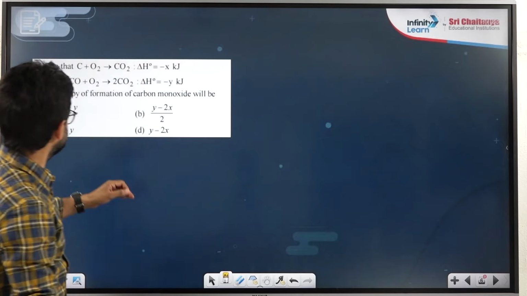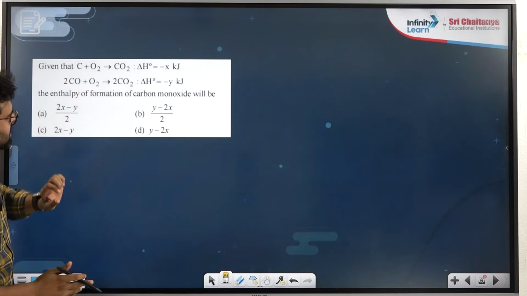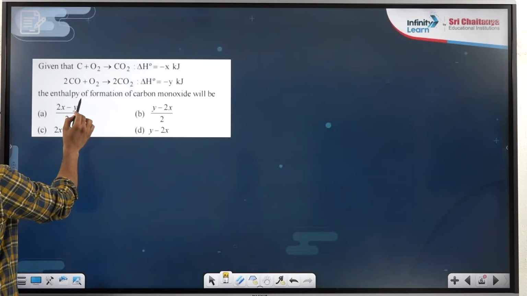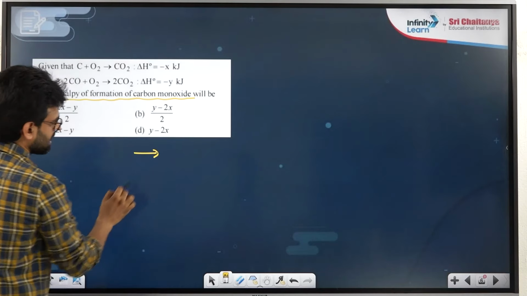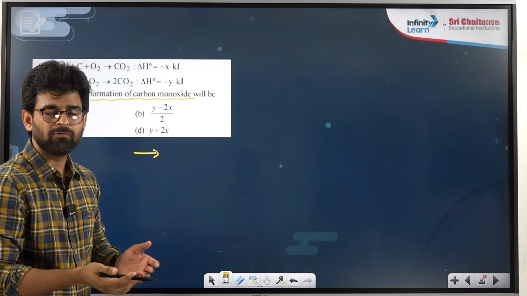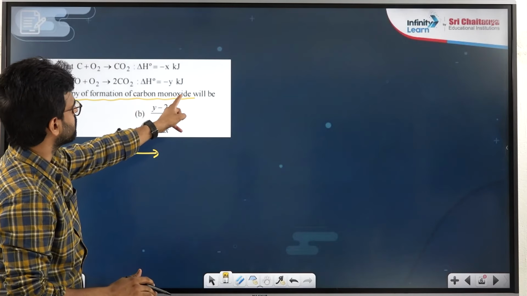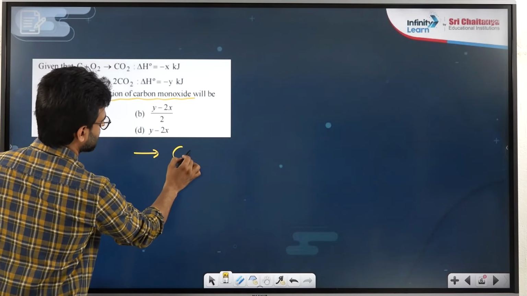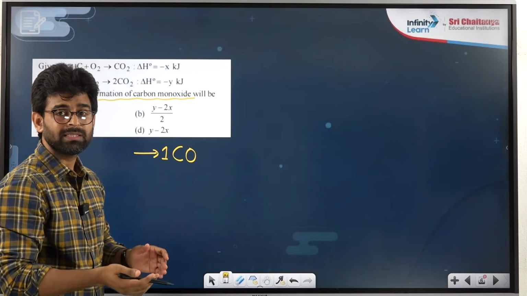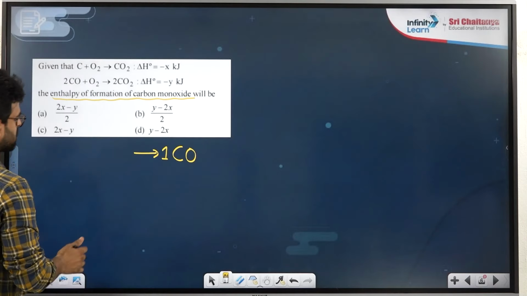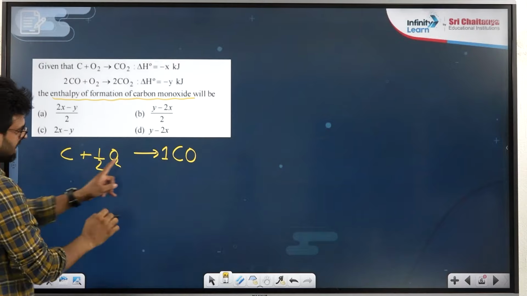Next question is this one. Again, they have given us two equations, and now they are asking for the third equation. They are asking for the enthalpy of formation of carbon monoxide. Here they have not given us the reaction, so we have to make our equation by ourselves. Delta H formation of carbon monoxide: I am making my carbon monoxide. How many moles will I make, beta? 1. Enthalpy of formation means I will make 1 mole of compound from its simplest constituents, C and half O2.